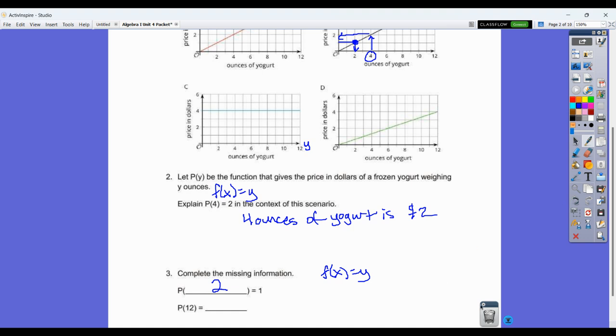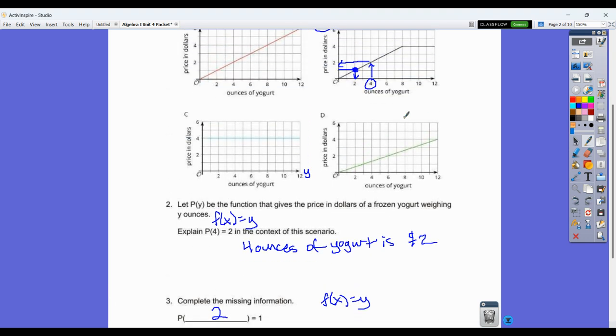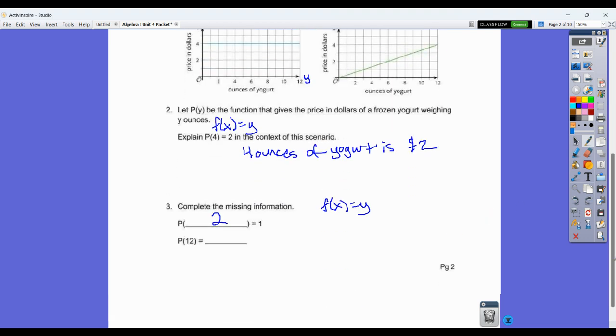And if we're asking P of 12 is equal to what, that's an x value, or again, the x-axis there. So on the x value, I'm going to find 12. I'm going to come up and find the graph, and that ends up at $4. So I'm going to fill in P of 12 is equal to 4.